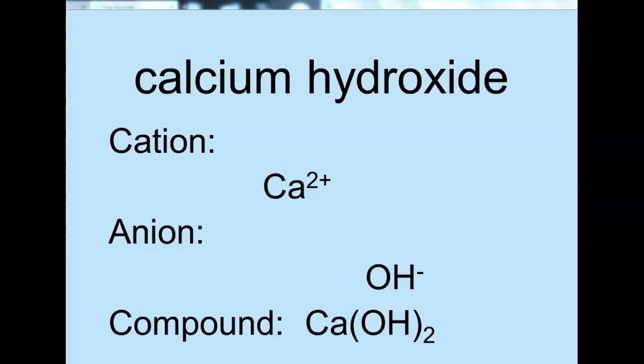Now we did that with the parentheses because we want 2 hydroxides. We want 2 of the oxygen and 2 of the hydrogen. If I put it without the parentheses, if I just had CaOH2, that would be 1 calcium, 1 oxygen, and 2 hydrogen. Not what I want. I don't want 2 hydrogen, I want 2 hydroxide. So the parentheses are important.